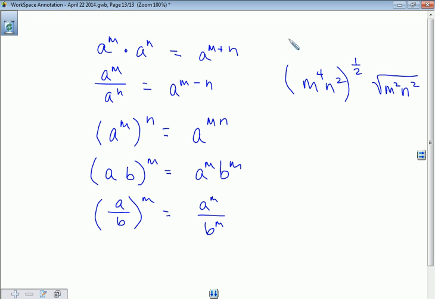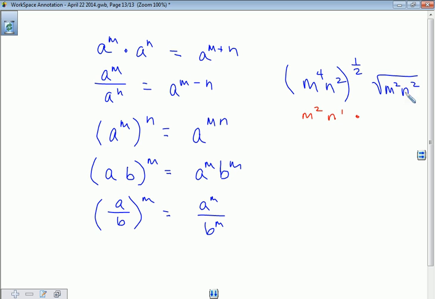So let's say we had something a little more interesting than some of the other examples. We had this: m to the fourth n squared to the 1/2 times the square root of m squared n squared. Okay, so this 1/2 basically gets distributed in this, right? So 4 to the 1/2. Power to a power, we're going to multiply, so that becomes m squared. Power to a power, you're going to multiply. What's half of 2? 1.